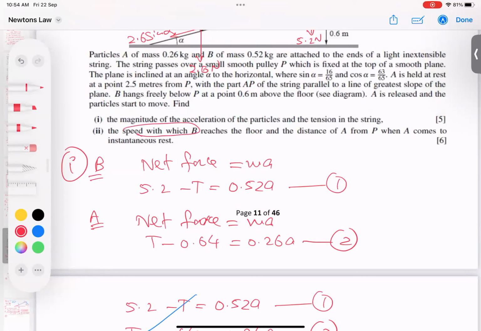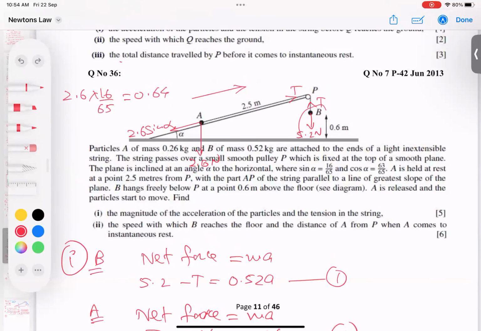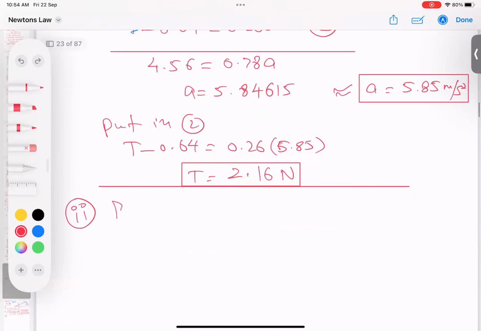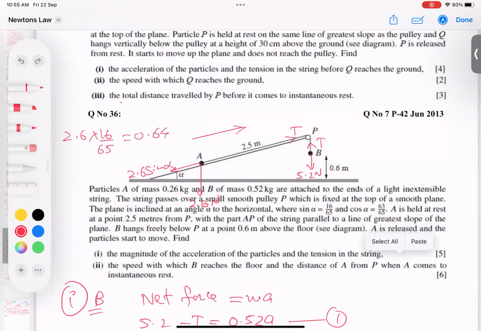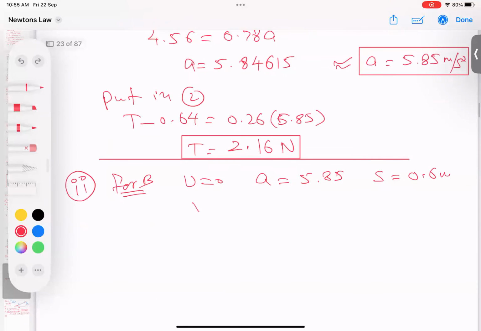In part 2 he mentions that we have to find the speed of B just before reaching the floor. This part is not harder. Because B starts from rest, what distance does it have to travel? 0.6. I'm writing the title here for B: starting velocity 0, and I will use the same acceleration of 5.85, and the distance to travel is 0.6 meters. So B will reach the ground, and the target is the velocity just before hitting.